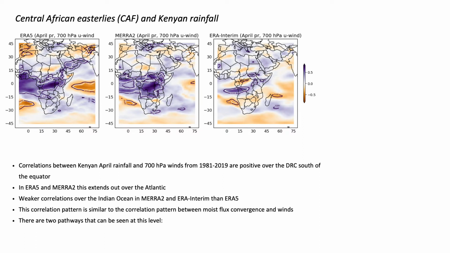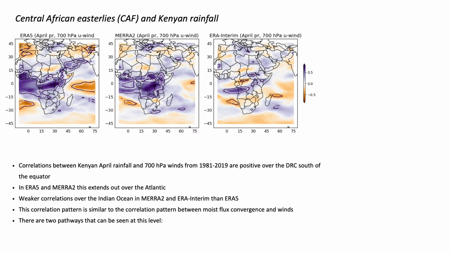But one in particular has proved to be quite interesting to look at CMIP with, and this is the Central African Easterlies. So here we have correlations between Kenyan rainfall and 700 hectopascal zonal wind over Africa. And the correlations in these three reanalyses are quite consistent in terms of the Central African Easterly correlation. And there are low correlations with winds over the Indian Ocean, especially in MERRA-2 and ERA-Interim, which was unexpected to begin with.